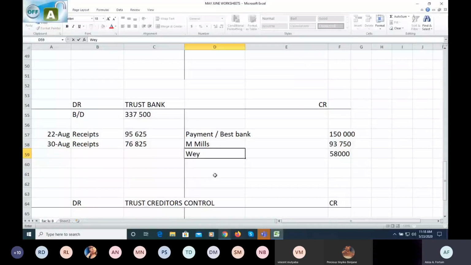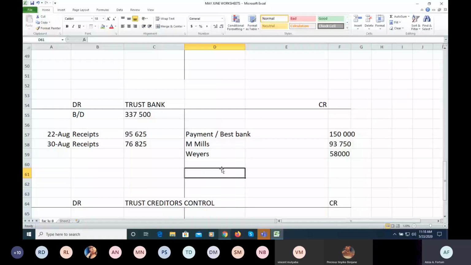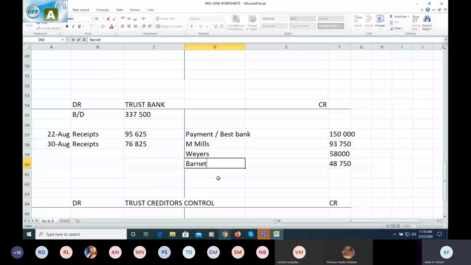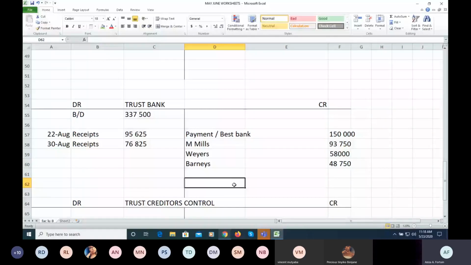Then day 22, Barney, on request of Morgan attorneys, paid 48,750 rand to his daughter. Let me just see the difference between those two quickly. Just give me one second. Did everybody get these amounts so far?